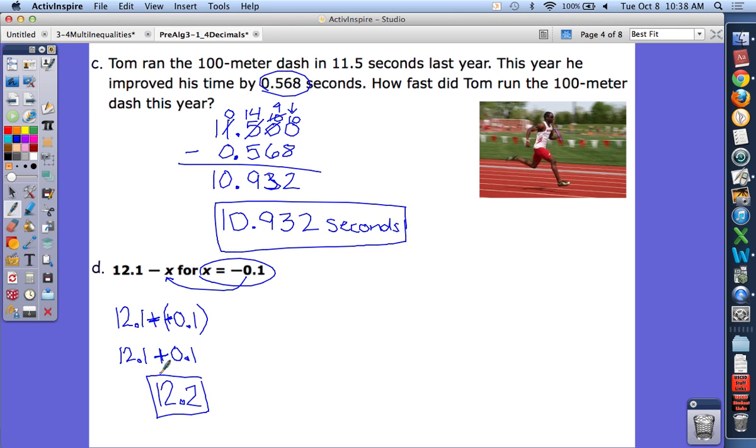Okay, I'm going to stop this video here and start a new video for the multiplying and dividing rules. So when you're done with these notes, you can go on to that one.